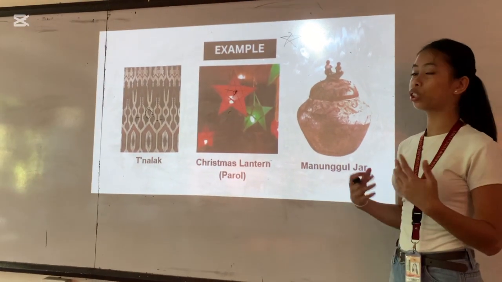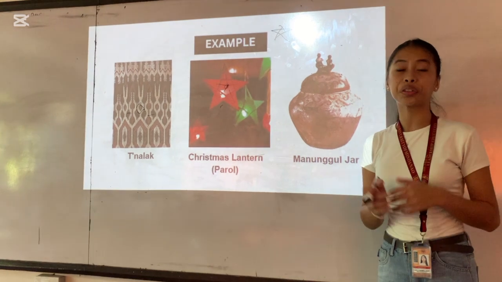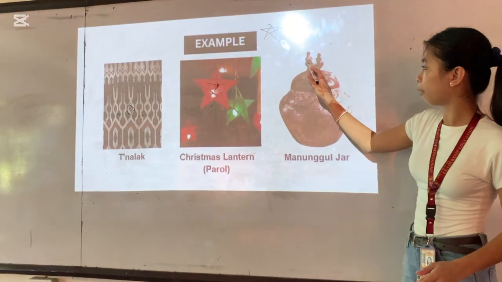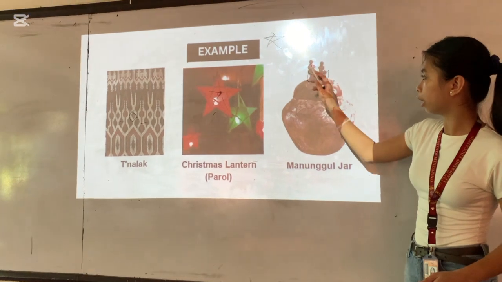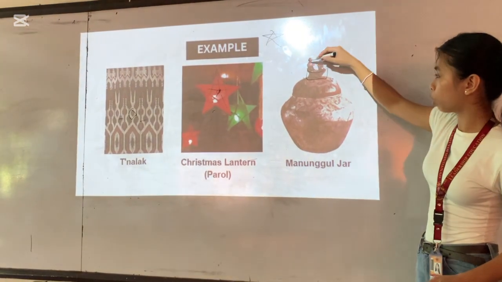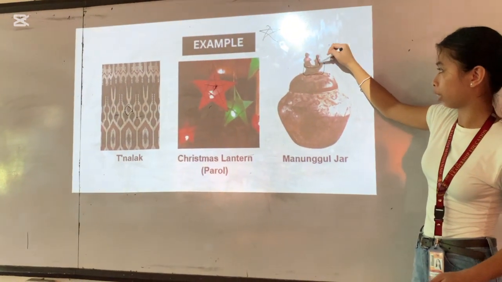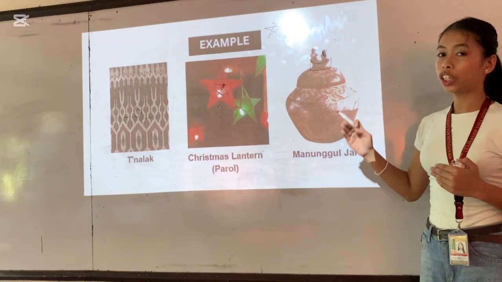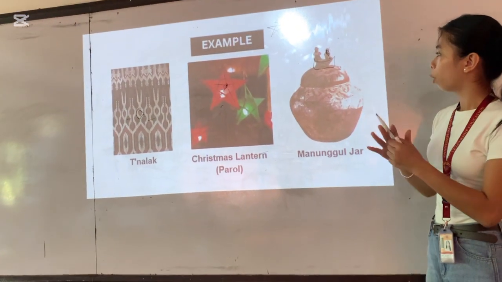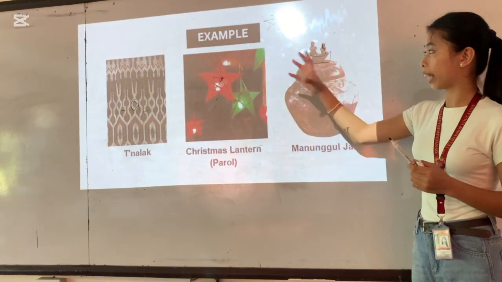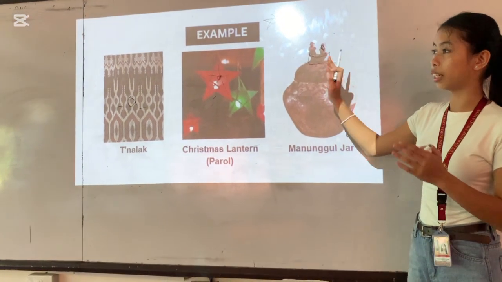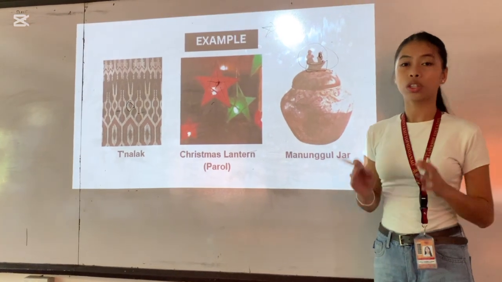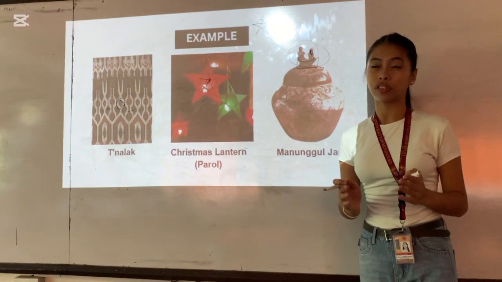Lastly, the Manunggul jar. It is the most known burial jar in the Neolithic period. As you can see, it has a boat on the upper side, which also has two people sitting in it. This creates a mirrored image in which, even when you rotate it or move it to the other side, the figure looks the same. So this creates a reflectional symmetry.